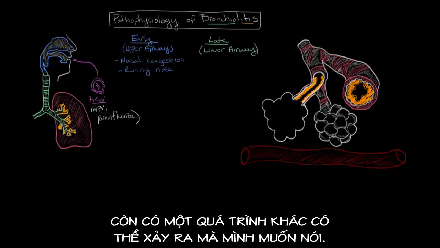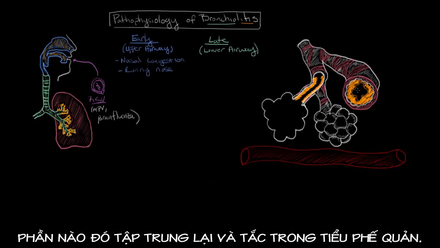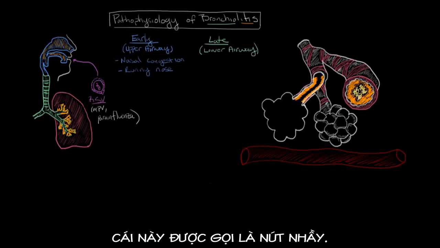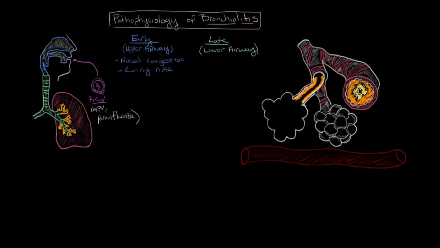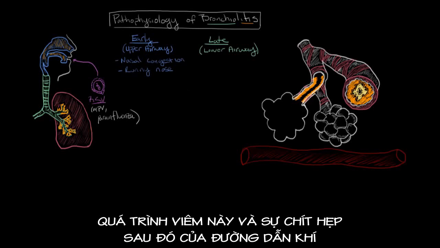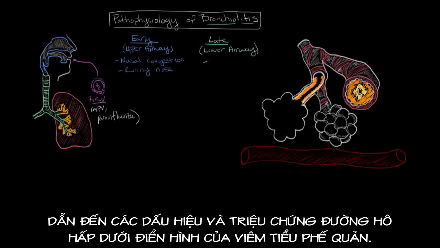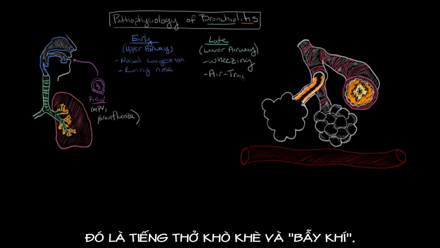Then there's one other process that I want to talk about that can happen. And what happens with inflammation is that sometimes fluid can be secreted from the inflammatory cells, and it kind of just collects and gets almost gunked up in the bronchiole. And this is known as a mucus plug. And you can see that this mucus plug causes a further narrowing of the airway. And it's this inflammation and subsequent narrowing of the airways that results in the classic lower airway signs and symptoms of bronchiolitis. And these are wheezing and air trapping.